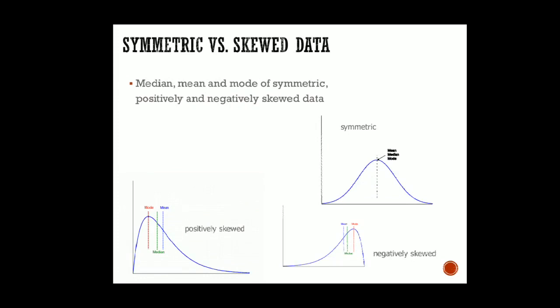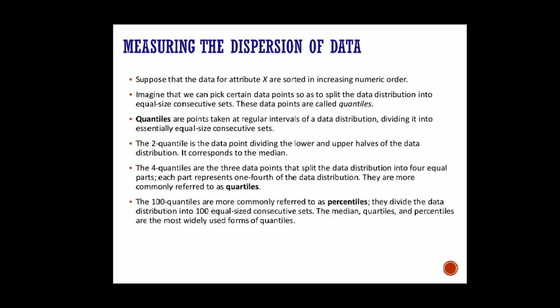In the next class we are going to start with how the dispersion of data is measured. It's a very important part. We will learn a few concepts of quartiles, then we will learn how to find the outlier, and how to find the variance and all. We will proceed with this.